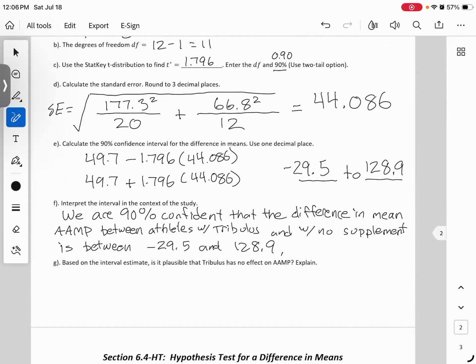Now, based on the interval, is it plausible that the supplement has no effect? In other words, is zero difference plausible? And yes. Again, remember, when you are doing your interpretations, let's all stick to the number zero, right? As our simple way of explaining why we're going to say that yes, no effect might be plausible because zero is contained in the interval.